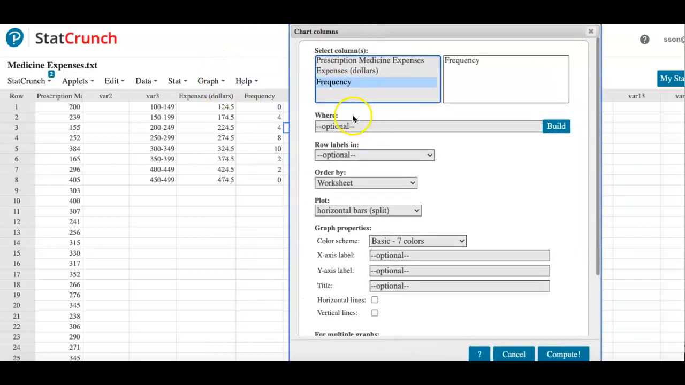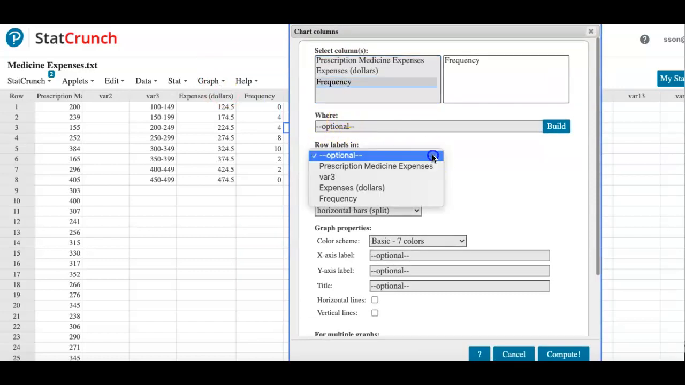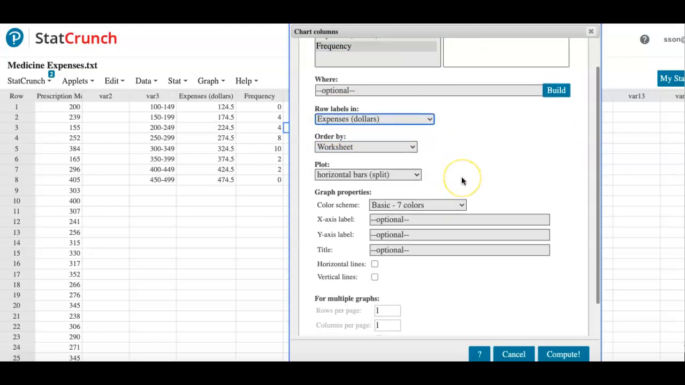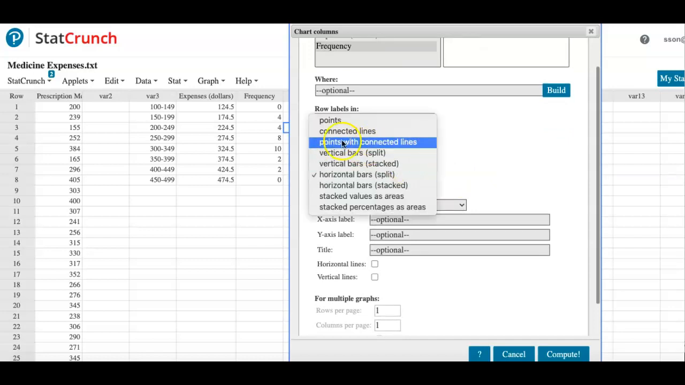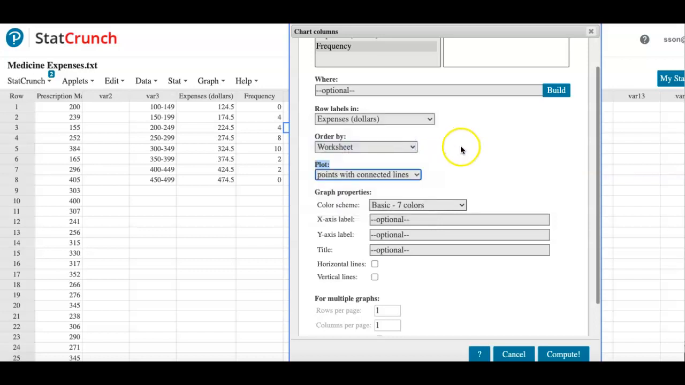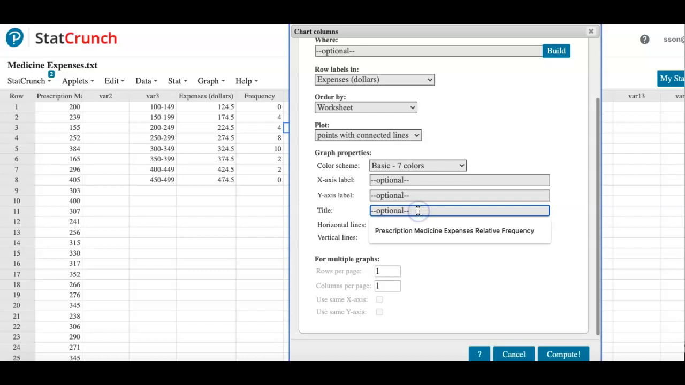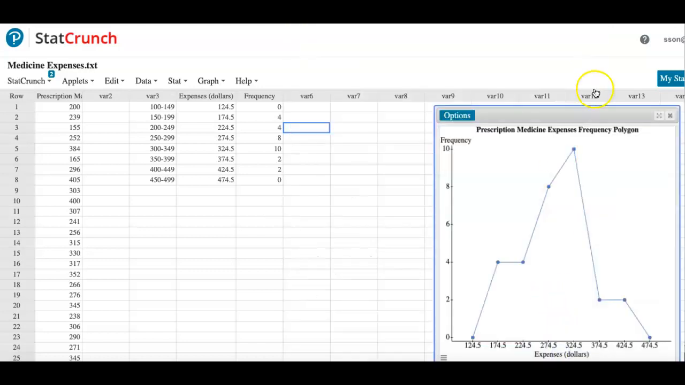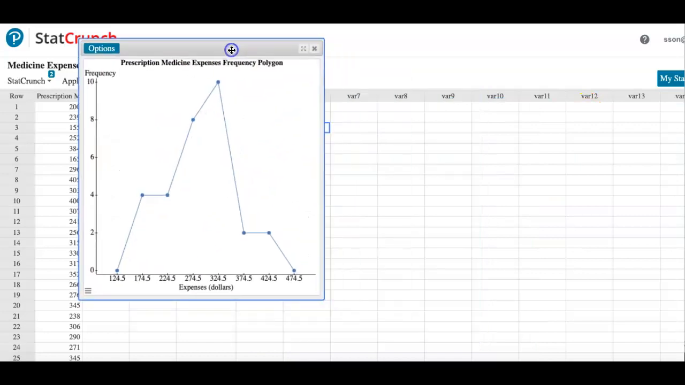If you come down here a little bit, row labels in, we want it to use the expenses in dollars in my example. So I click that. And if you come down here, we want it to plot not the horizontal bars, but points with connected lines. I click that. And then I can title this Prescription Medicine Expenses Frequency Polygon. And if I hit compute, ta-da, I have a beautiful frequency polygon.